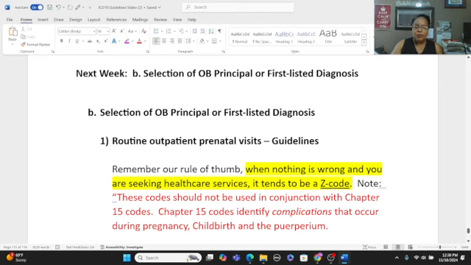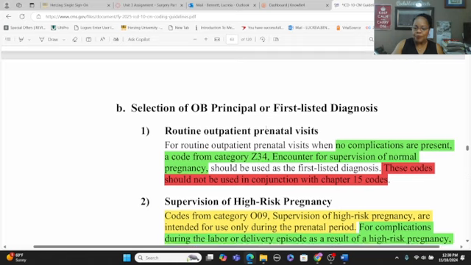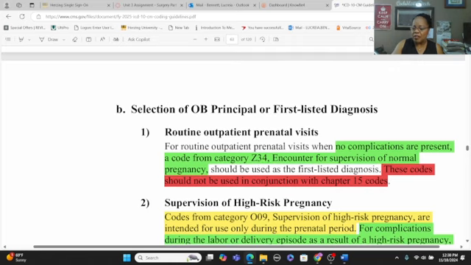It starts with one, routine outpatient prenatal visit. So it says go to the guidelines. With routine outpatient prenatal visits, when no complications are present, a code from category Z34, encounter for supervision of normal pregnancy, should be assigned or used as the first listed diagnoses. And these codes should not be used in conjunction with Chapter 15 codes.